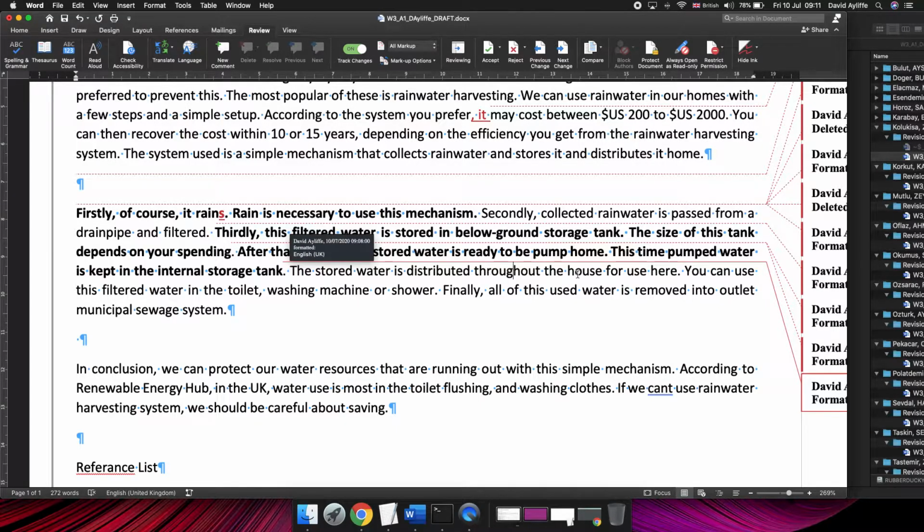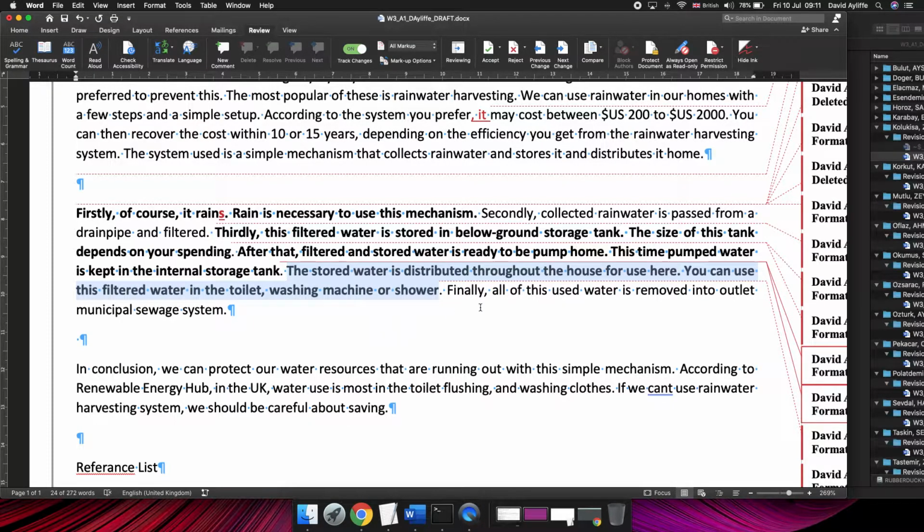The stored water is distributed throughout the house for use here. You can use this filtered water. Combine these sentences, please. In conclusion, we can protect our water resources that are running out with this simple mechanism. Mechanism or system? According to Renewable Energy Hub. Okay, we don't put new information in the conclusion.